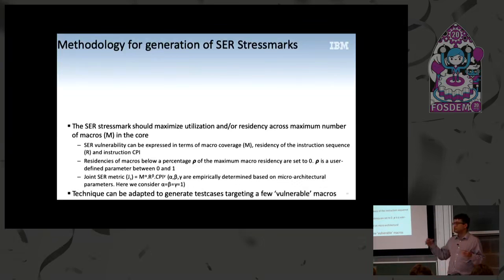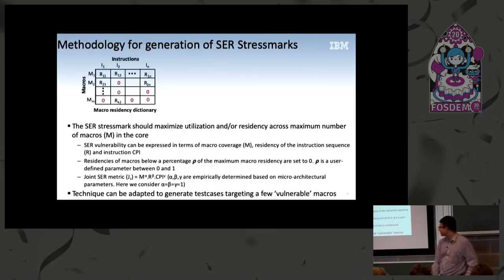So we have two metrics, the latch residency and what we term as macro coverage, which we need to maximize. We use a kind of greedy algorithm by which we select each macro depending on the residency, as I will show here. We have assumed that on the vertical axis we have the macros, and we have every instruction and the residencies corresponding to each of these instructions. So for example, R11 would be the residency of macro 1 when instruction 1 is run. R12 is the residency of macro 1 when instruction 2 is run, and so on.